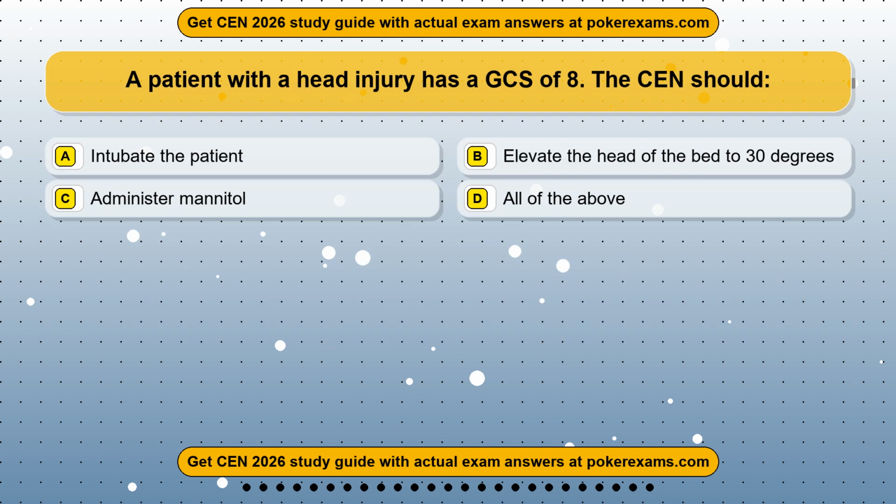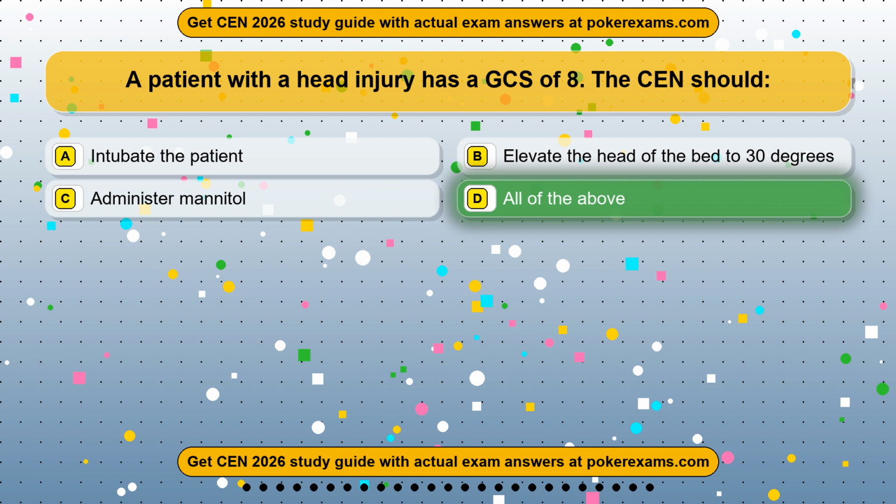Question 12. A patient with a head injury has a GCS of 8. The CEN should: Option A. Intubate the patient. Option B. Elevate the head of the bed to 30 degrees. Option C. Administer mannitol. Option D. All of the above. The correct answer is option D.